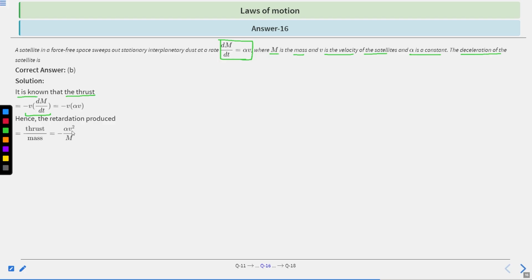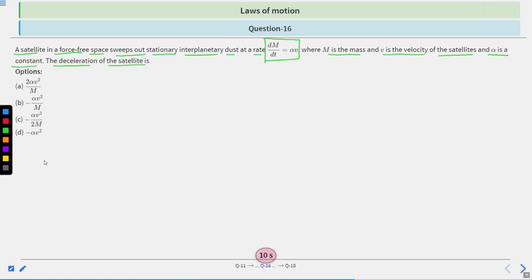M is the mass. Here thrust is this. After multiplying, it becomes alpha v into v square, so minus alpha v square upon m, where m is the mass. So the correct answer is B. The declaration of the satellite is B, minus alpha v square upon m.